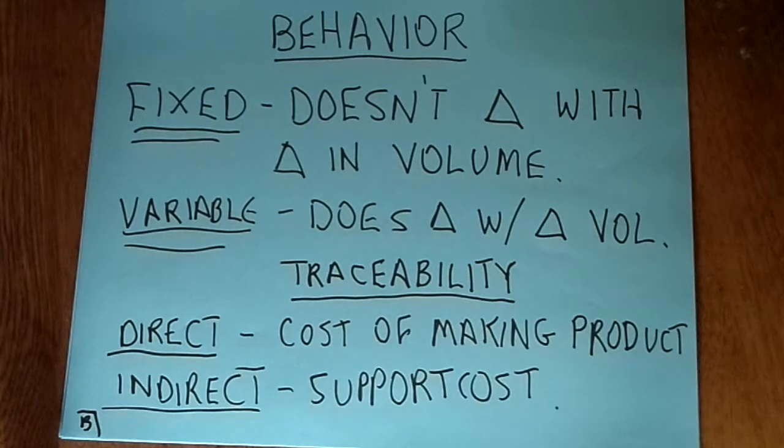Well, we could consider costs by traceability instead of by behavior. And so here, we might have direct costs, which are the direct costs of making the product. We think about the pizza example again. The cost of the dough, the salaries for the laborers that make the pizza, the cost of the tomato sauce, these are direct costs. The cost of the oven, or the cost of the company president, might be a support cost.